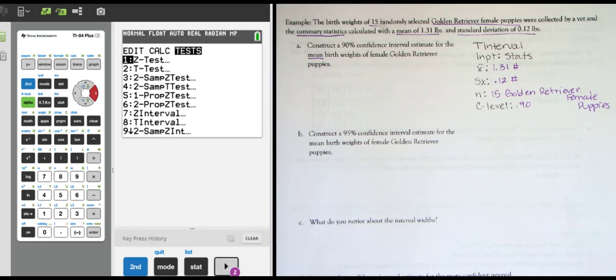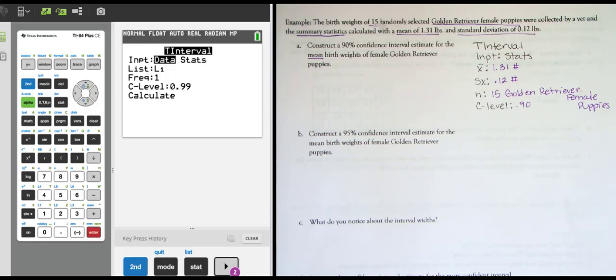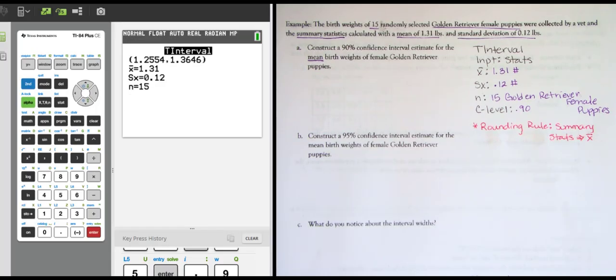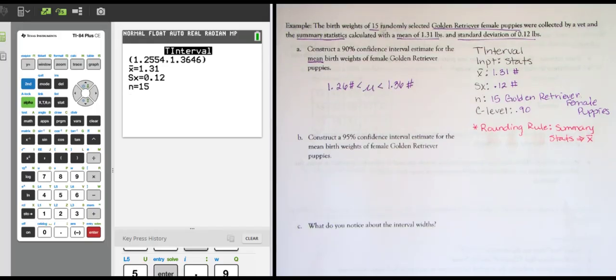Then you can scroll down to t-interval. From here, you'll need to either highlight data or stats. In this case, you'll want to make sure that stats is highlighted. And then make sure that the values that are in your calculator match the ones that are on your paper before you hit calculate. Your rounding rule when given summary statistics is the same as the sample mean. So our population mean is between 1.26 and 1.36 pounds.